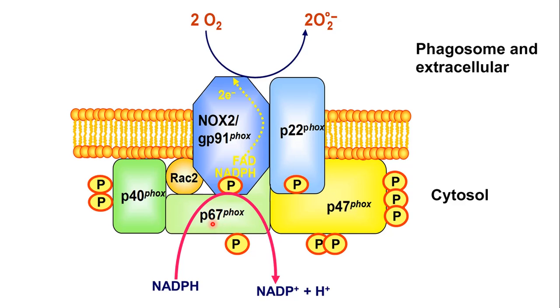P65, P40, and HAC1 and HAC2. Only HAC2 is represented here. An integral membrane heterodimer cytochrome B558 composed of GP91 PHOX and GP22 PHOX.